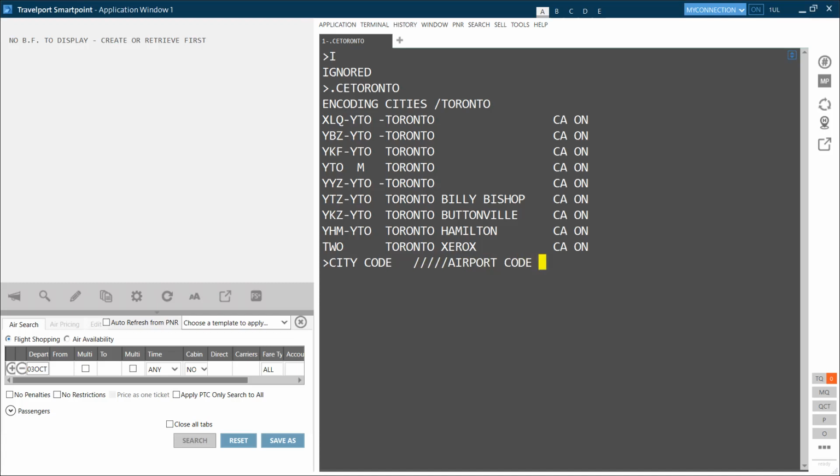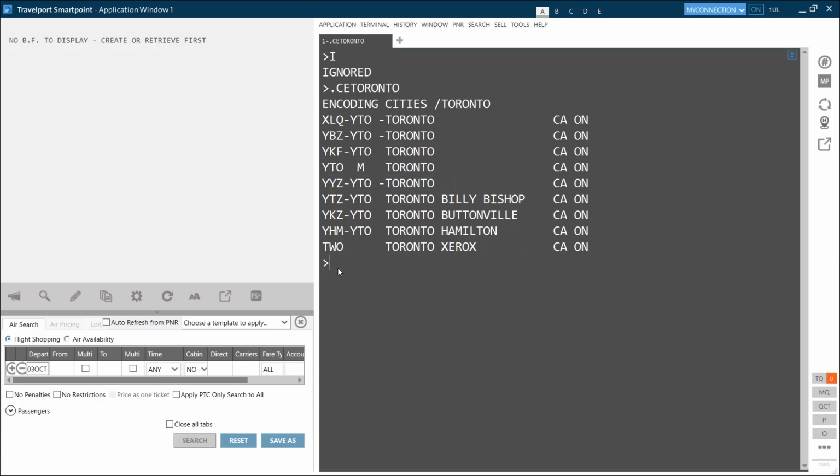The major, obviously, because in Canada we have XLQ, we have YBZ, we have YKF. No, we only pick YTO. We will pick a city code. Now remember one thing, either we'll pick a city code, or we'll pick YYZ, that's airport code. Okay. So basically, now for example, you want to travel to Vancouver.